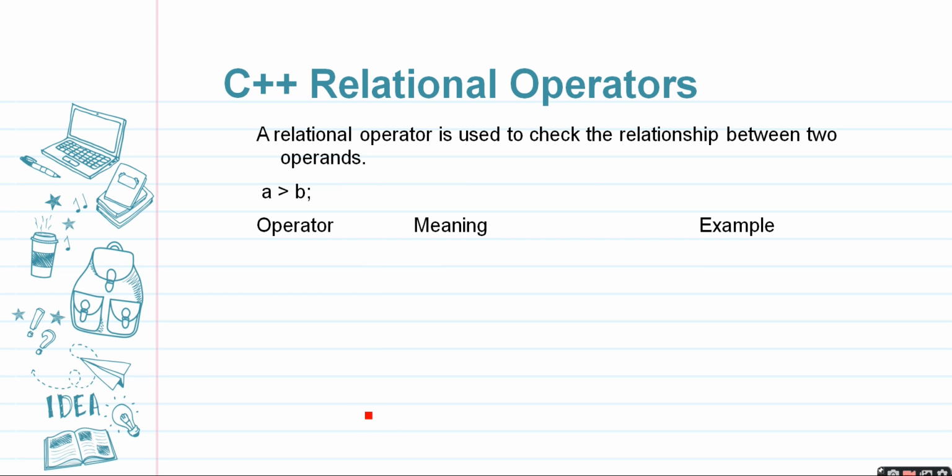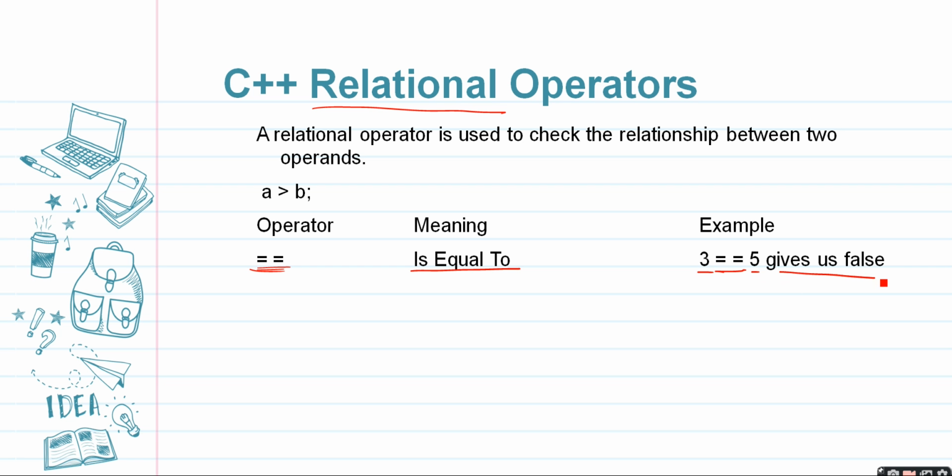Okay, so we have a list of operators with meaning and example. Equal equals to, these are all under relational operators. Equal equals to, I already have explained. Where do we use this? To check for equal to, right? If I write 3 equals to 5, what does that give us? False, because obviously 3 is not equal to 5. So it is going to return false. This equals to is used to check for equality. If it is equal, then it is going to return true. If it is not, then it is going to return false.